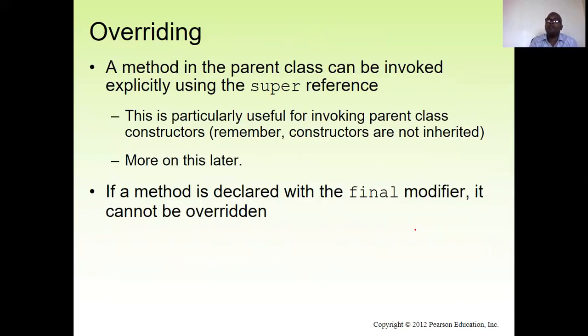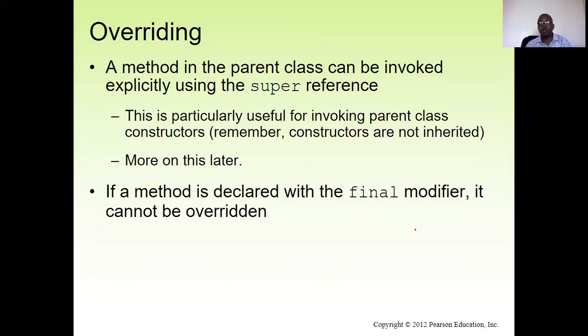A method in the parent class can be invoked explicitly by using the super reference. So if I have a method called toString in the parent class, and I have a toString in the child class, I can say super.toString, and that is going to invoke the one in the parent. But if I just say toString, and the object is of the child class type, which in our case would be student, then it is going to run the version in the child class. But I can force it to run the version in the parent class.